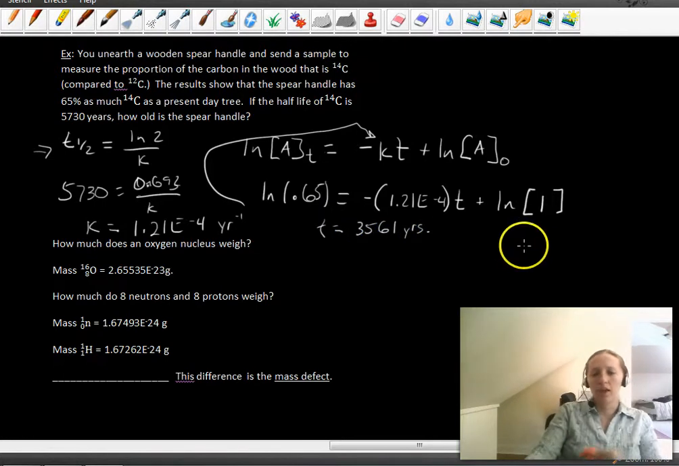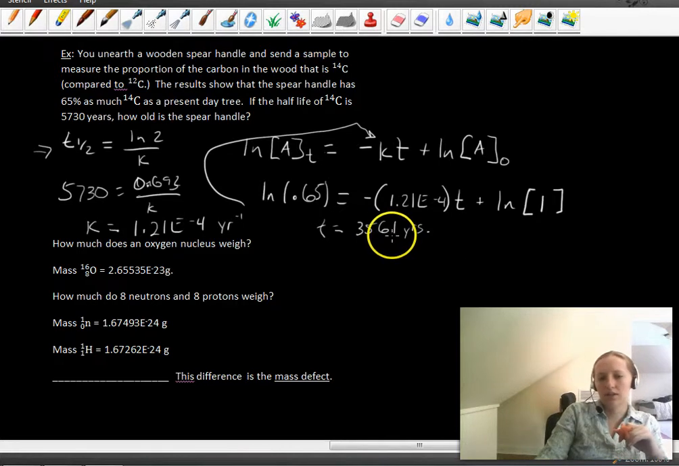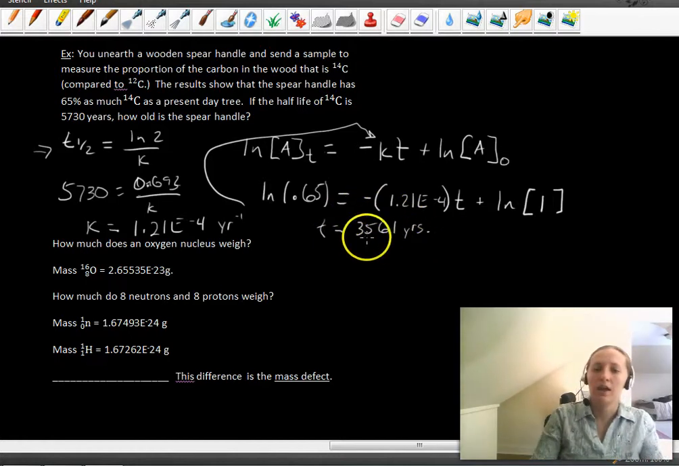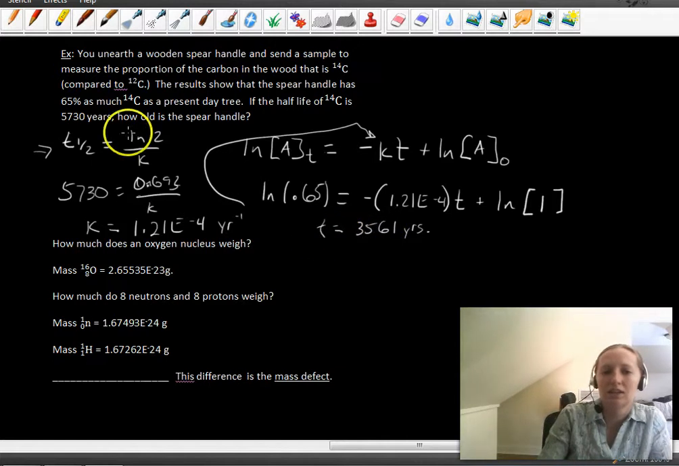old. And what this tells you is that that spear handle, when its tree died, that was 3,561 years ago. That doesn't exactly tell you when somebody used that spear. Maybe they used a tree that was dead for a long time before they used it, but that's what that implies. That's the time at which carbon-14 ceased to be incorporated into the wood. And it makes sense if you think about it: it takes 5,730 years to decay half of it.